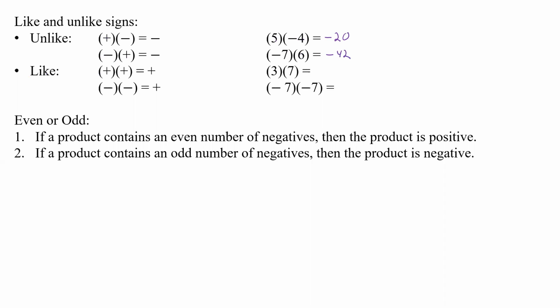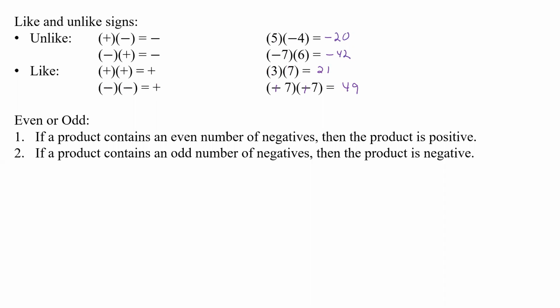Now, if we have like signs, say we have plus times plus, well, that's going to be a positive. And that'd be something like 3 times 7, which is just 21. And then we can take a negative times a negative, and that's a positive. And so here we have negative 7 times negative 7. Remember, when you take a negative times a negative, that's positive, and then we get 49. Okay. So again, multiplying two negatives becomes positive. Only one negative, we keep it as a negative.